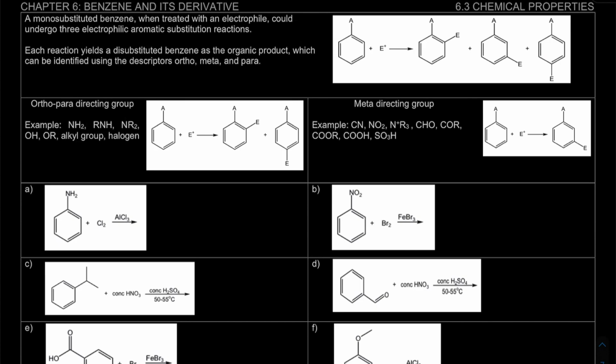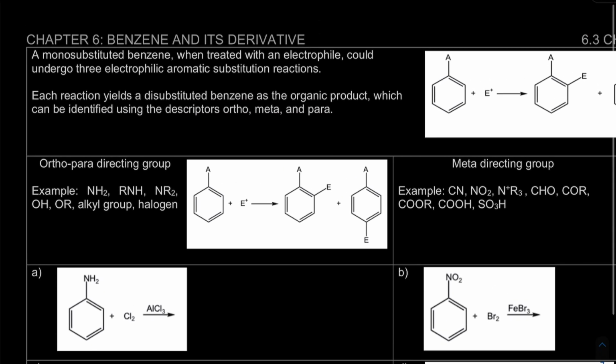So here it mentioned that when it has di-substituted benzene, this product could be identified using the description ortho-meta-para. So here it's a recap back to what we have learned during the naming. So what does it mean by ortho? Ortho, it means that the substituent is actually on carbon number 1 and 2. Meta is on carbon number 1 and 3. Para is on the carbon number 1 and 4.